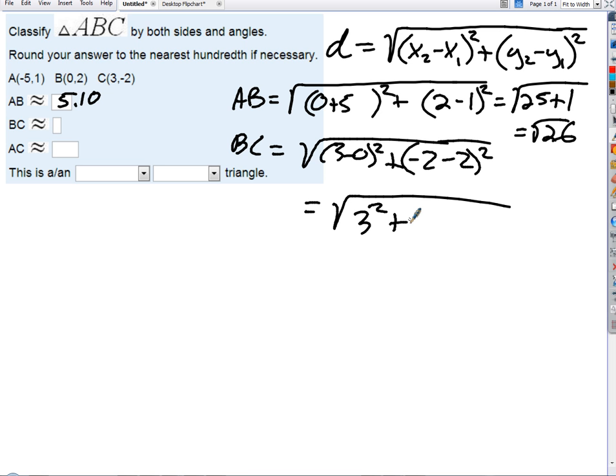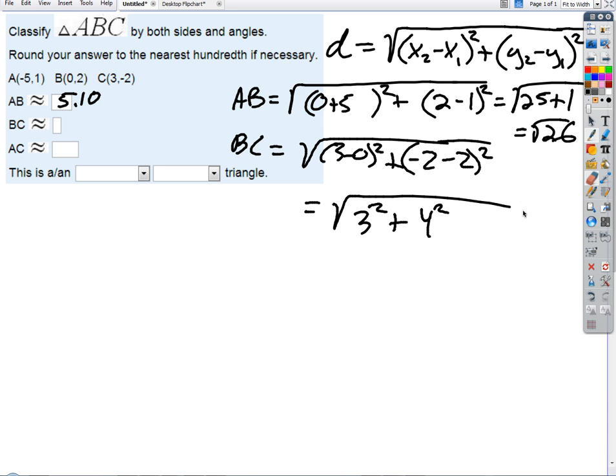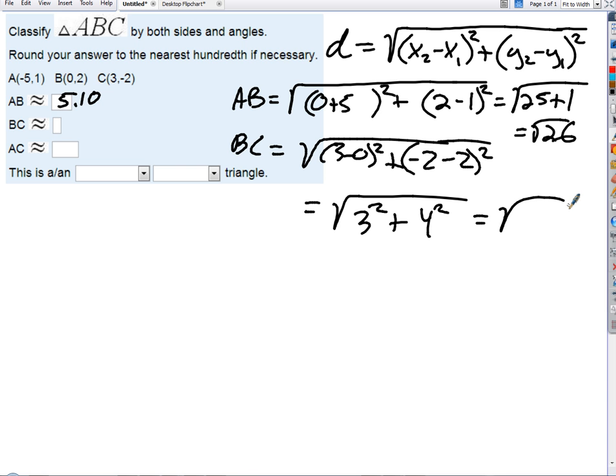But remember our little trick? Do we ever square a negative? What do we do if we're squaring a negative? Square the positive so we don't make a mistake. It's easy to make an input mistake if you square a negative. So negative 4 squared is the same as positive 4 squared. If we do the math, the square root of 9 plus 16, 3 squared plus 4 squared, that's the square root of what? 25. So what's BC? Exactly 5, right?